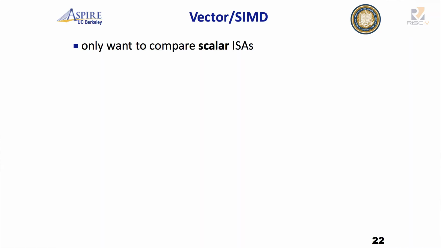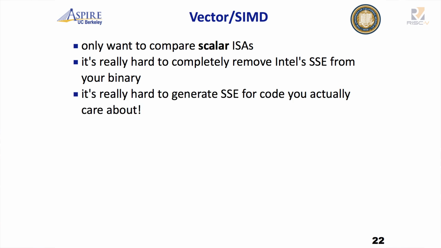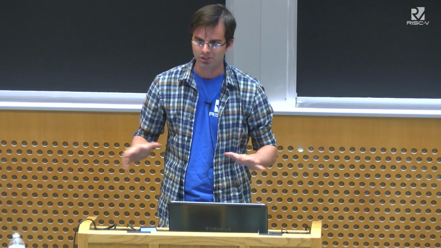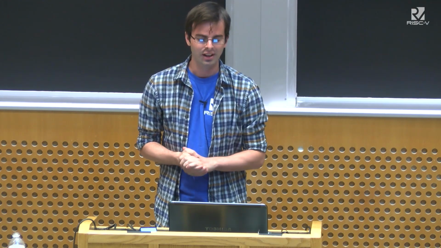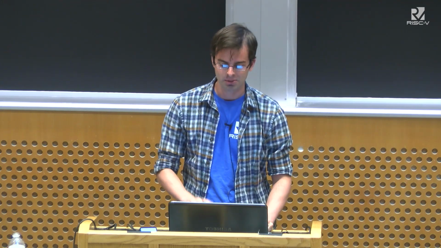As a point, we don't have a vectorized SIMD extension in RISC-V yet. And our interest today is in comparing scalars. Unfortunately, it's really hard to remove Intel's SSE SIMD from your binary. On the plus side, it turns out it's really hard to get it to actually use it properly. So for this, I just use -march=native, -mtune=native, -O3, and there's almost no SSE whatsoever in the binary. I will mention the one example where there is some generation.